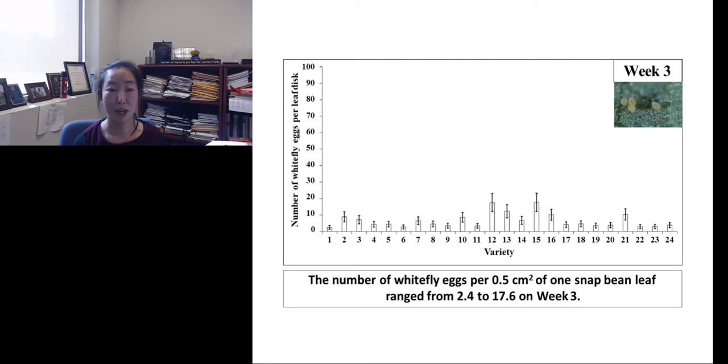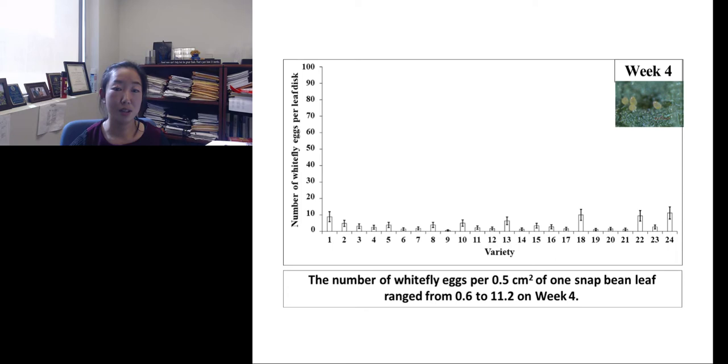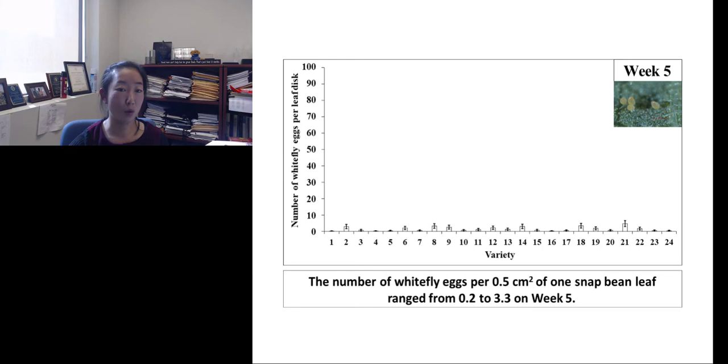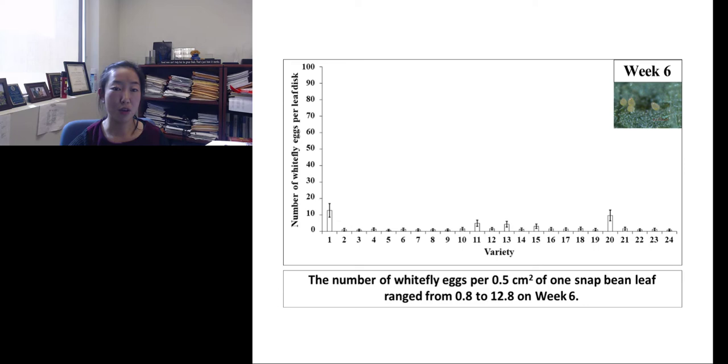So the number of the whitefly eggs ranged from 2.4 to 17.6. And it's the same thing for week four. The number is kind of low, and it ranged from 0.6 to 11.2. And it's the same for week five and week six. So this is all the information about the whitefly eggs.